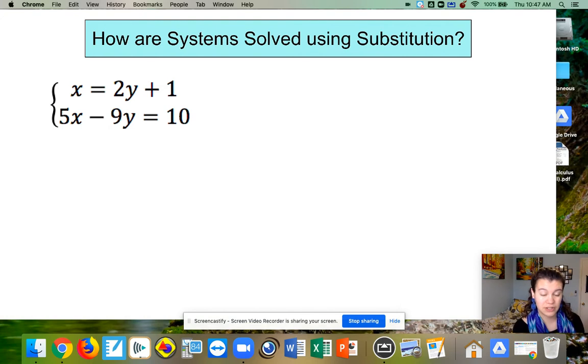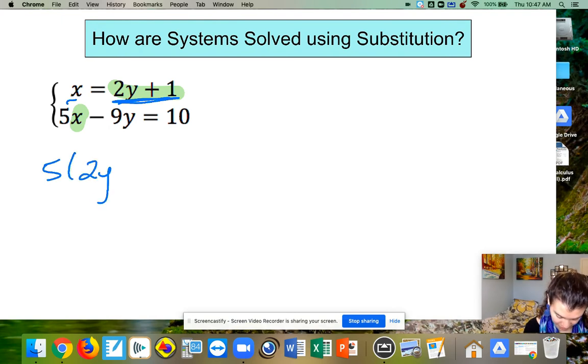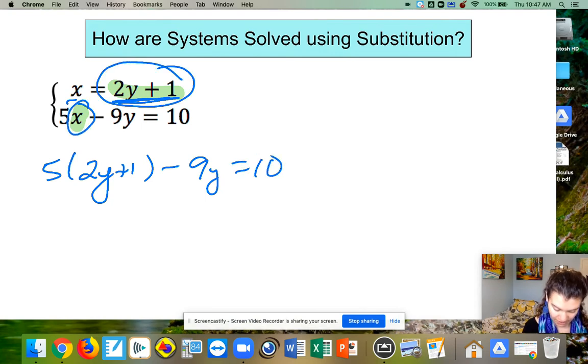So here, if we want to solve using substitution, what that basically means is you're going to take one equation and plug it into the other equation. So here, we have that x equals 2y plus 1. So I can take this 2y plus 1 right here and replace this x with that. So we'll have 5 times 2y plus 1 minus the 9y equals 10. So all I did was take this and replace that with it. And now you're just solving for y.